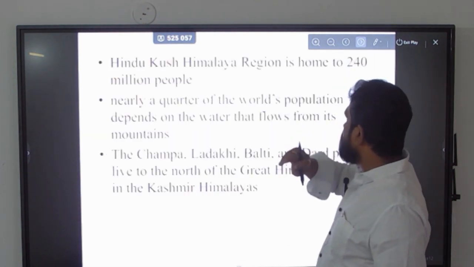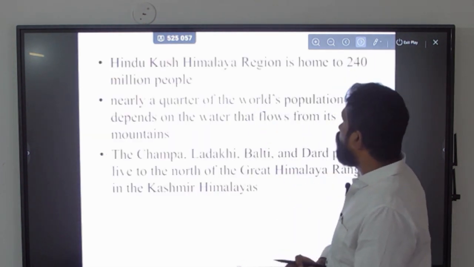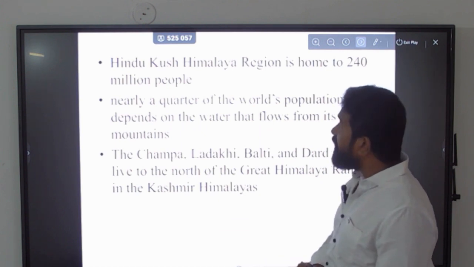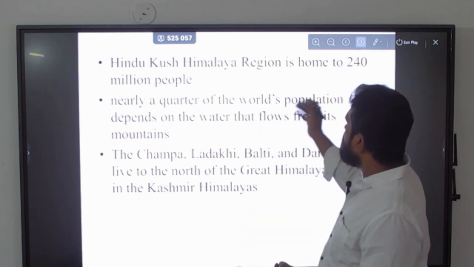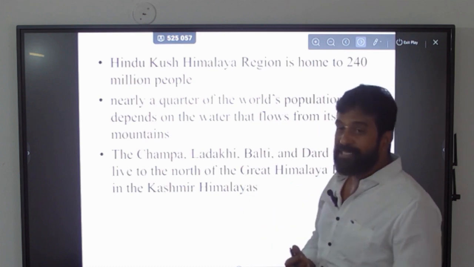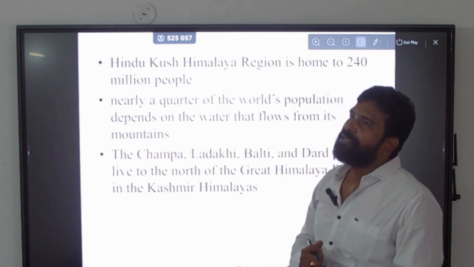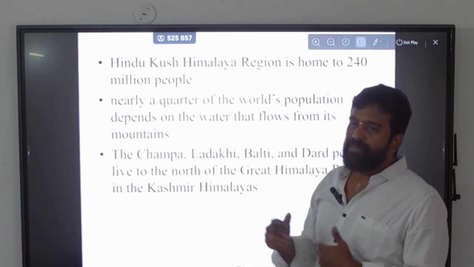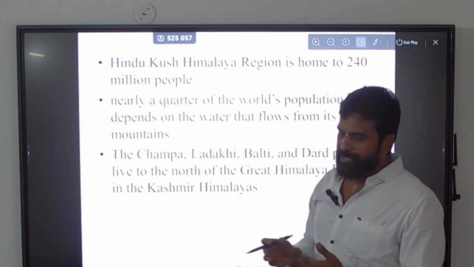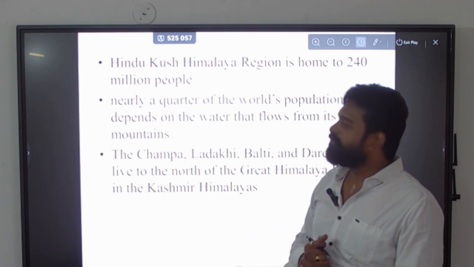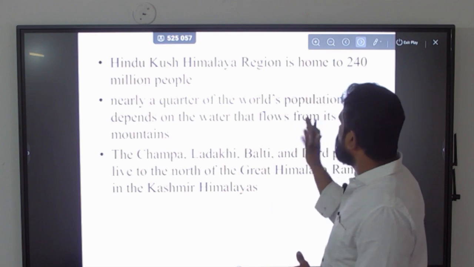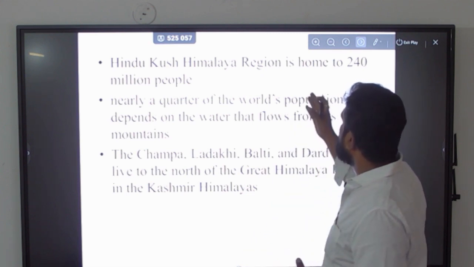In the Hindu Kush region, that is the home of 240 million people. So why do we need to know these kinds of facts? Yes, obviously, because there is no elimination option right now in the UPSC prelims. So we should know all these things. That is better, I think.